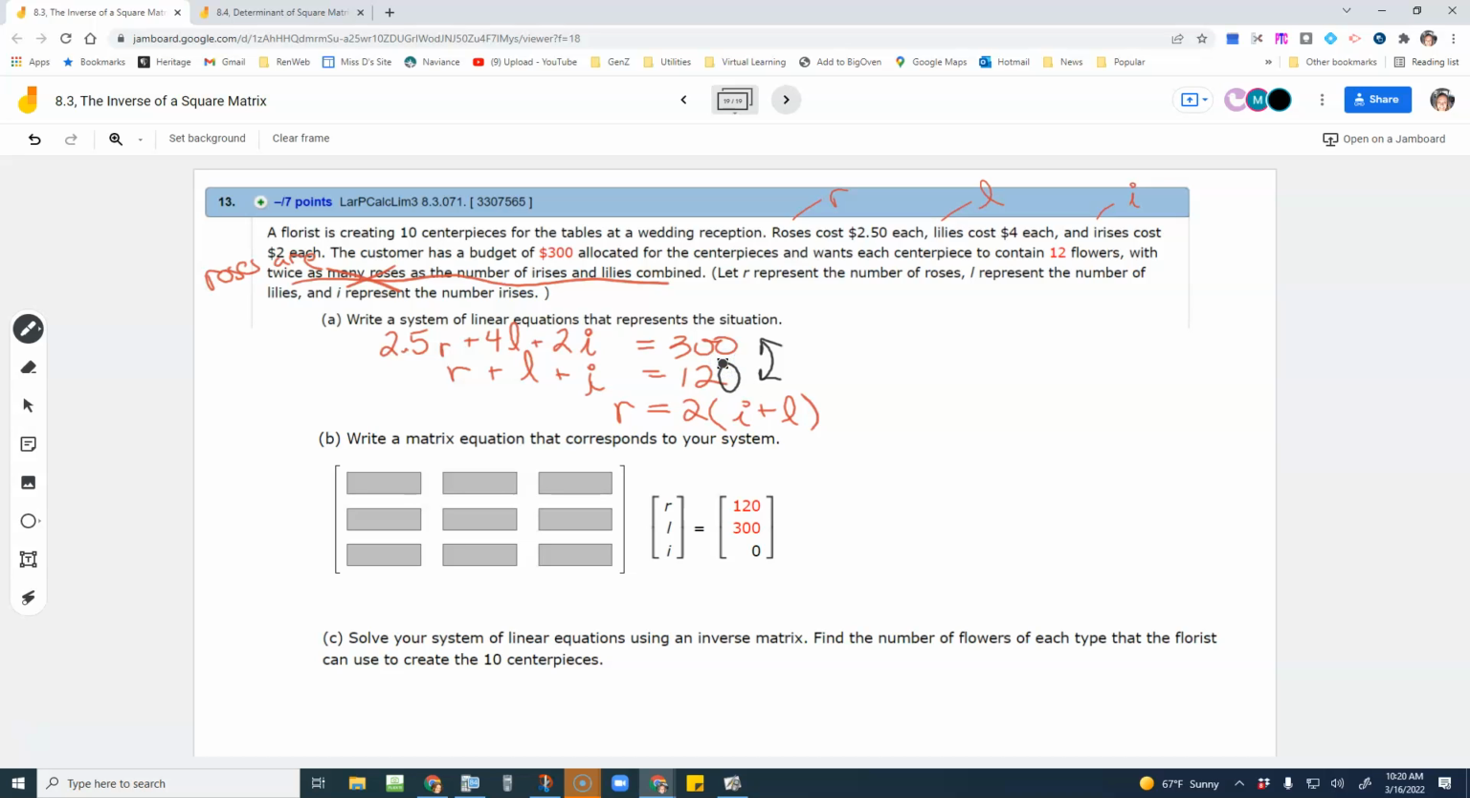Gotta think about it. Does that make sense? 10 centerpieces, 12 per centerpiece. Oh my. But it makes sense though. So what do we have? We have 1R, 1L, 1I. Okay, that's easy. We have 2.5R, 4L, 2I. How'd they get 0? Because you subtract the 2I and you subtract the 2L to get everything on one side. So it'd be R minus 2I minus 2L. Oh, hey, look, we got a matrix.